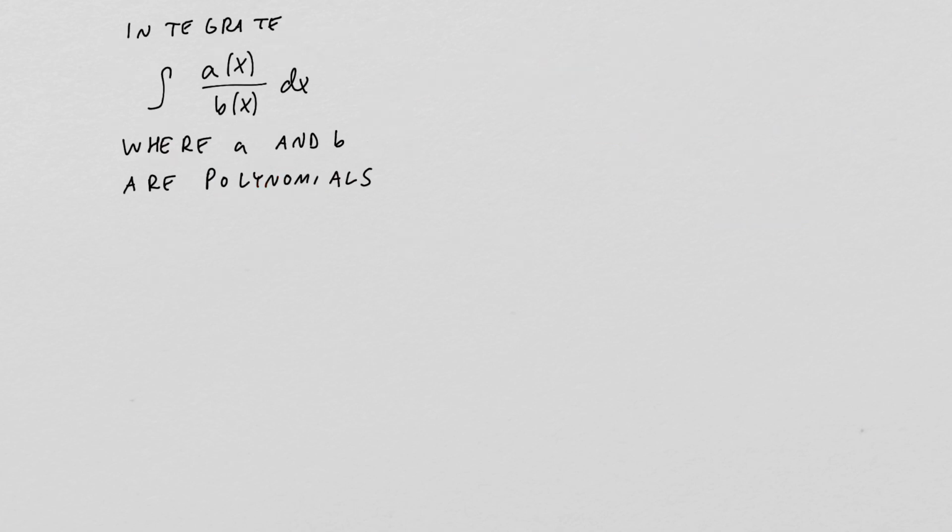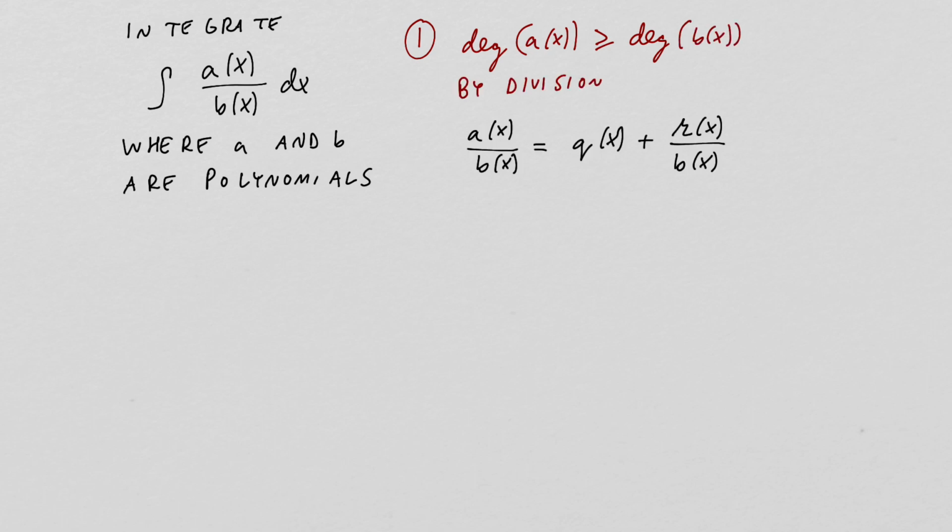So if we have this kind of integral and we have that the degree of a is at least the degree of b, then we can make a division. We will get the quotient and the remainder, and for the remainder we will have that the degree of the remainder will be strictly less than the degree of b.